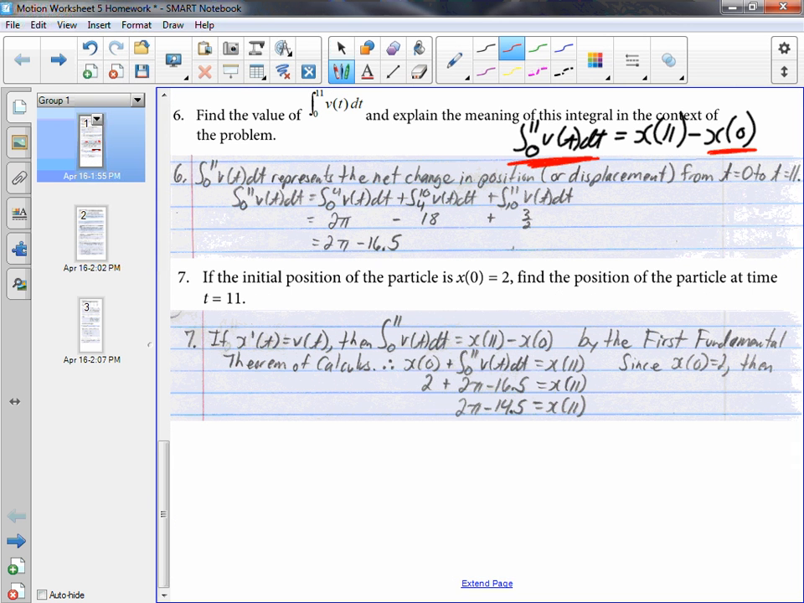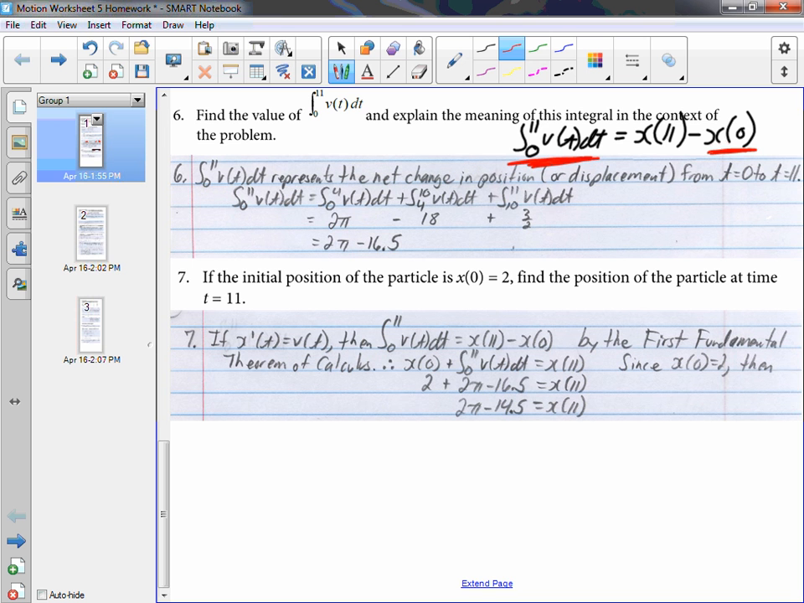So if x prime of t equals v of t, then the integral from 0 to 11 of v of t dt equals x of 11 minus x of 0 by the first fundamental theorem of calculus. That's just awkward to say, isn't it? I doubt you even have to tell why, but it doesn't hurt because I know, right?